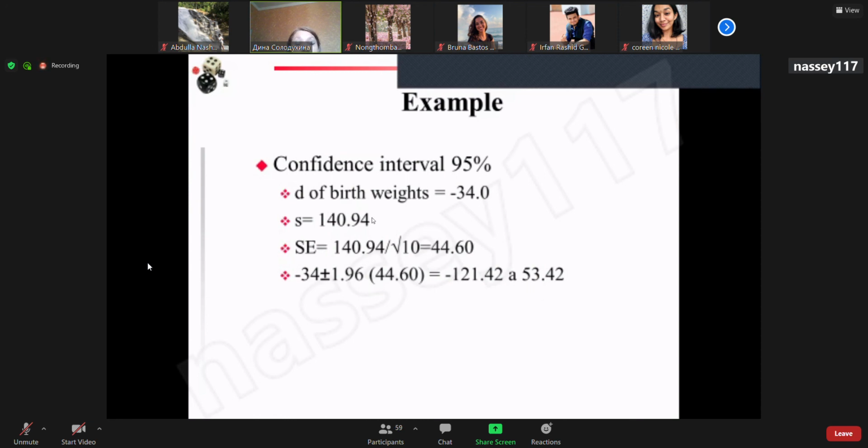But you should understand that this is the difference between subjects. So the difference between measurements made by different observers varies from minus 21 to 53 grams, because we measure birth weight in grams. The confidence interval, which in this case is 90%, is from minus 107 to 39.